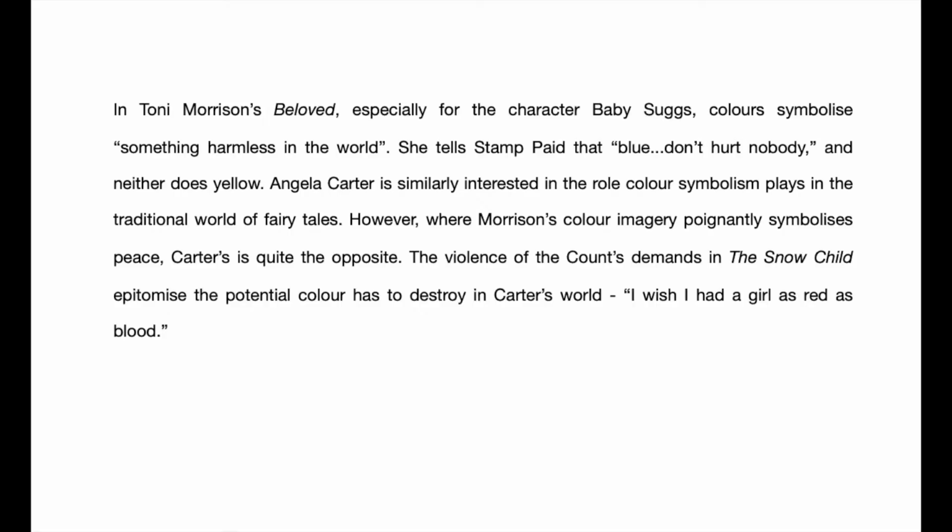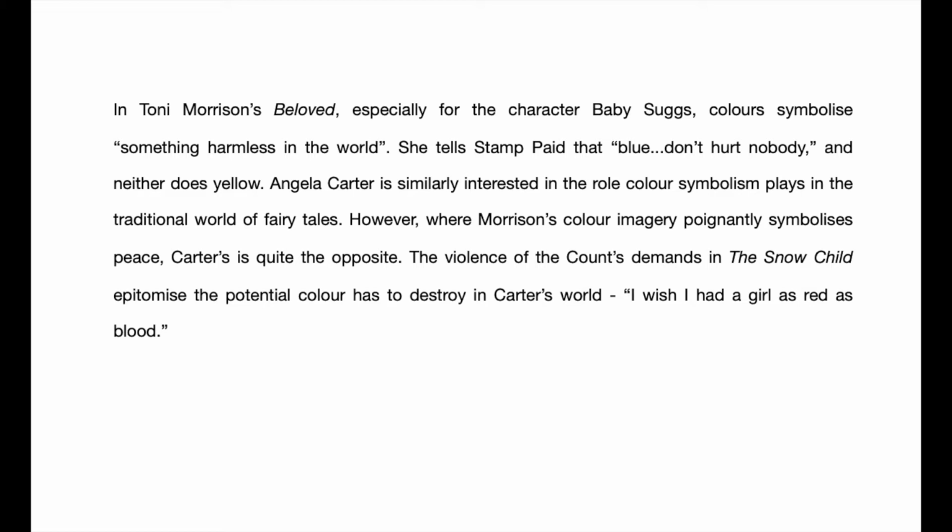With the remaining 4 examples that I show you, similarly, I want you to pause, reflect, what kind of comparison of language is going on in this example. Example number 2. In Toni Morrison's Beloved, especially for the character Baby Suggs, colours symbolise, quote, something harmless in the world. She tells Stamp Paid that blue don't hurt nobody, and neither does yellow.